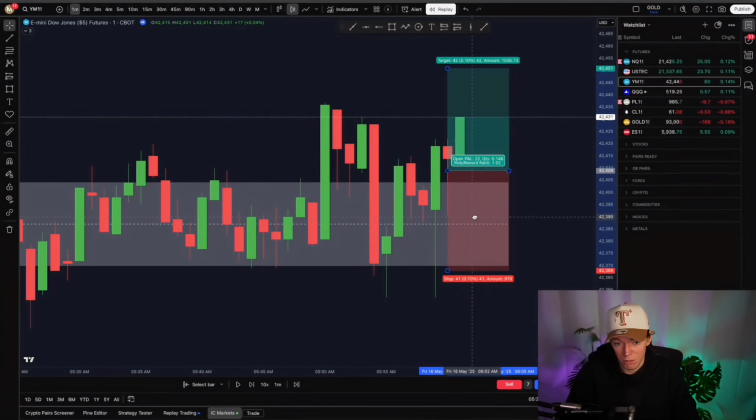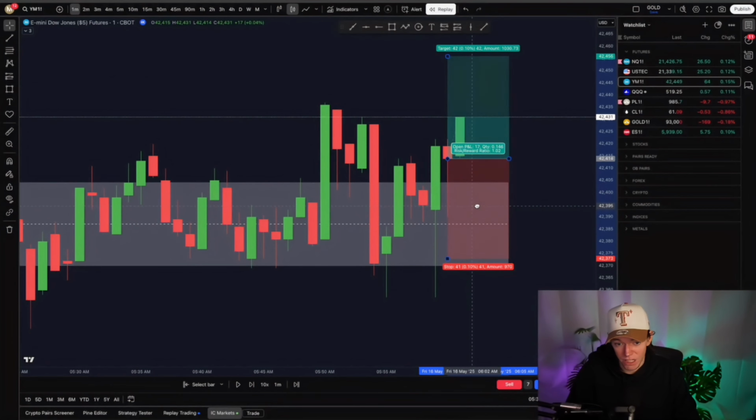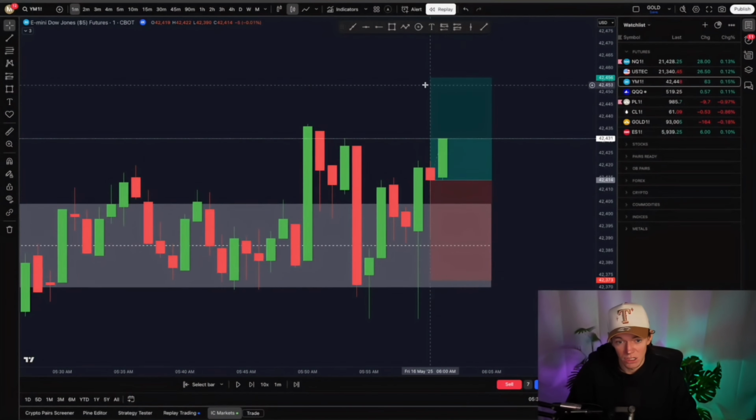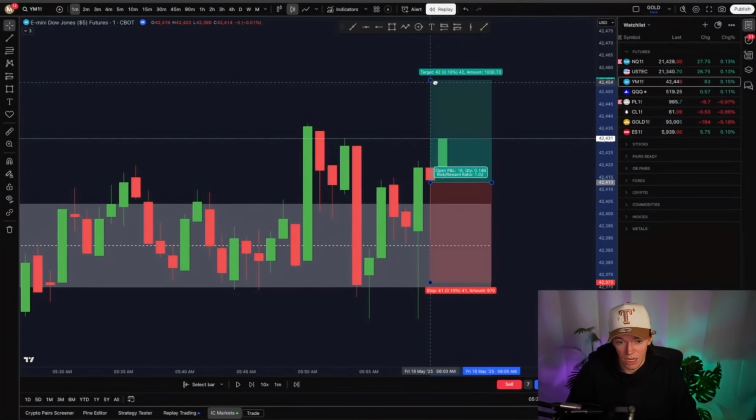Now, if you want to be a bit more conservative, take a bit less risk, you could wait for this 1 minute closure to confirm a bounce. When I say bounce, this wick, it tried to come down, but it bounced back up. A bounce in order to target your next level.